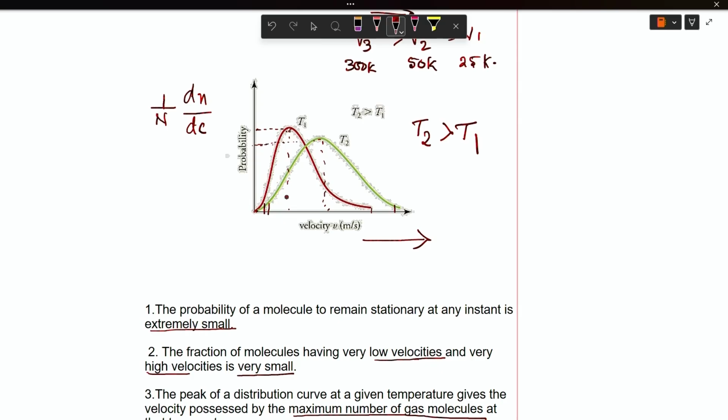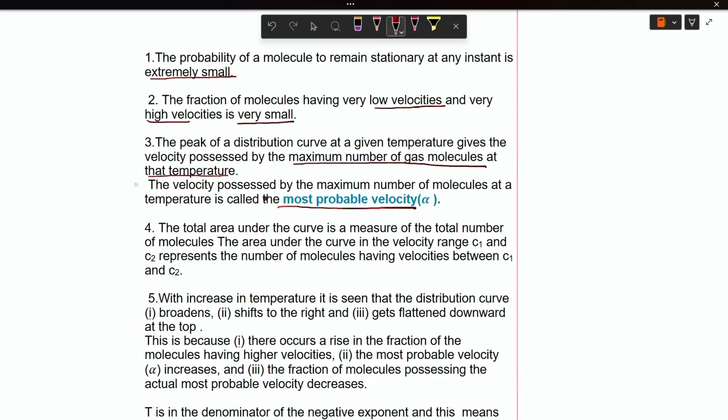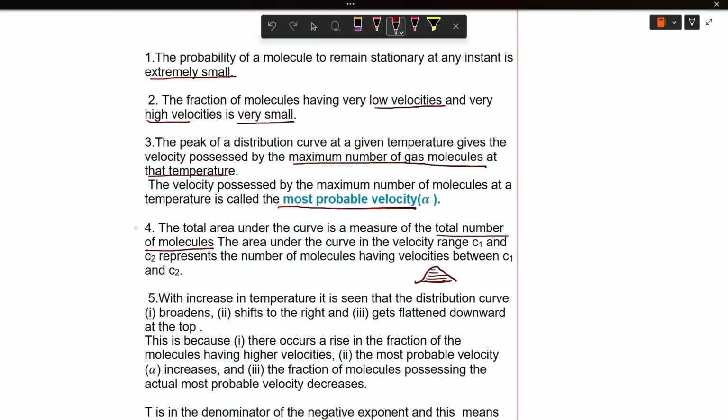These are the most probable velocities, that is alpha and alpha. This is at the temperature T1, this is at the temperature T2. So, these are the most probable velocities. Now, the total area under the curve, the whole area underneath it, gives us a measure of the total number of molecules.